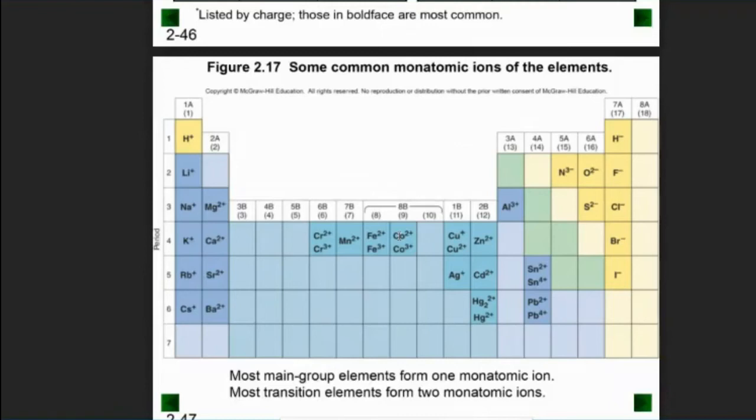So therefore, it's a -3 charge. Oxygen has 6 valence electrons. It likes to gain 2 more to get to 8, so it's a -2 charge. And then the last column, fluorine, chlorine, bromine, and iodine all like to gain 1 electron. Since they have 7 already, they like to gain 1.